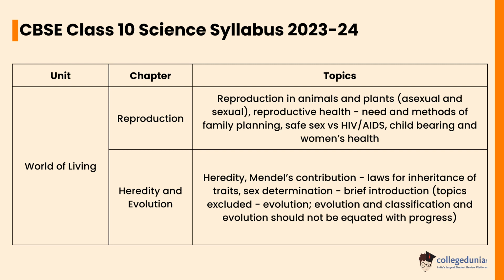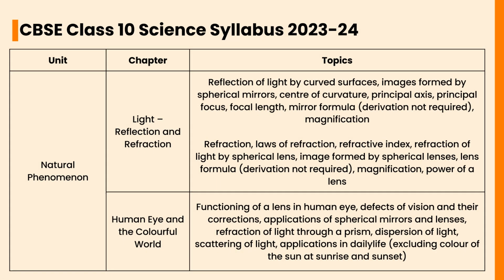In Natural Phenomenon, the chapters are Light, Reflection and Refraction, and Human Eye and the Colorful World. In Light, Reflection and Refraction, topics are reflection of light by curved surfaces, images formed by spherical mirrors, center of curvature, principal axis, principal focus, focal length, mirror formula, derivation not required, magnification.